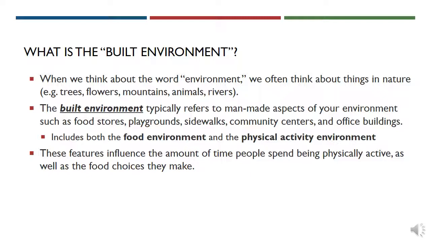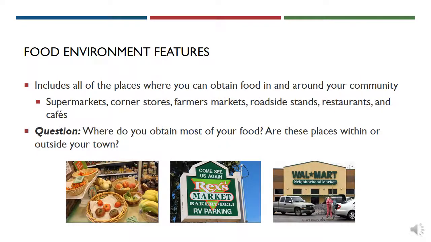This includes both the food environment and the physical activity environment, in which both will be assessed in your community walkabout. These features influence the amount of time people spend being physically active as well as the food choices they make. The food environment is important because it includes all the places where you normally obtain food in and around your community, such as supermarkets, corner stores, farmers markets, and etc.